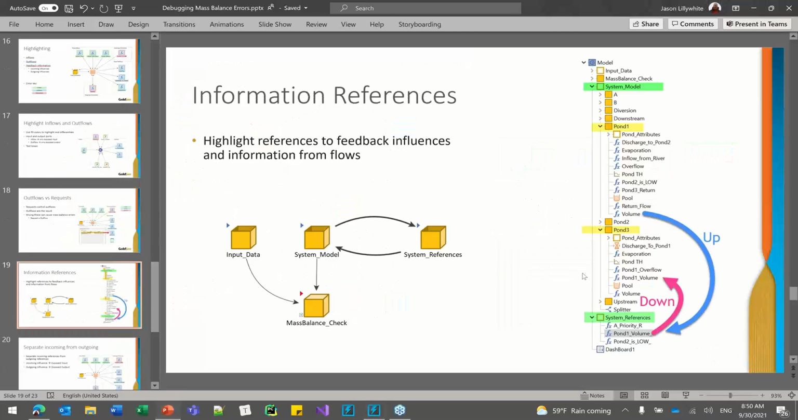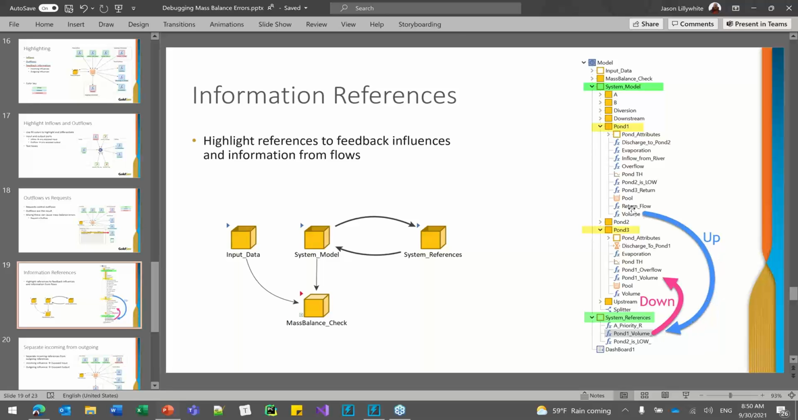And here's another way to view how we move information references out of the system model. We were just looking at pond 1. Here's a screen capture of the browser view of the same model. What we do is we say, let's move, well, this isn't actually looking at the same output, but it's the same concept. I want to refer to the volume of pond 1 over in pond 3. So to do that, I add a reference up here, up a level in the system references, called pond1 volume, and I refer to it.